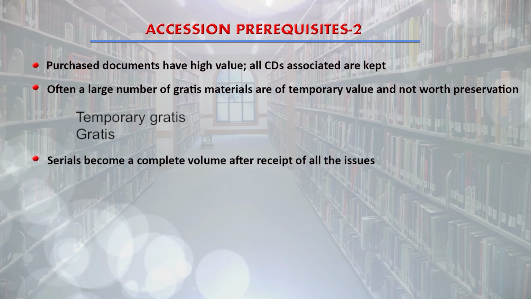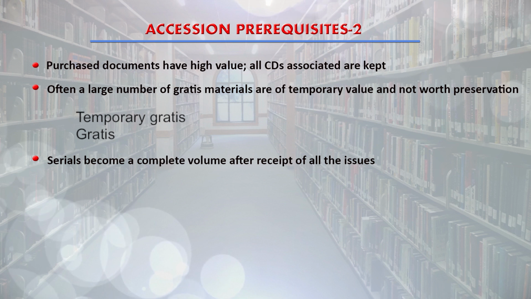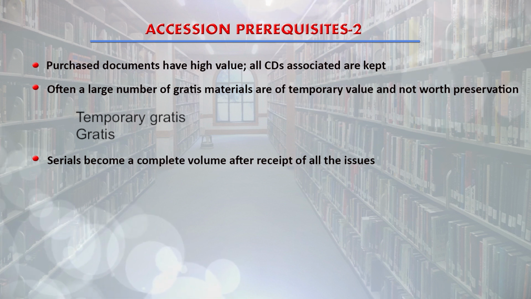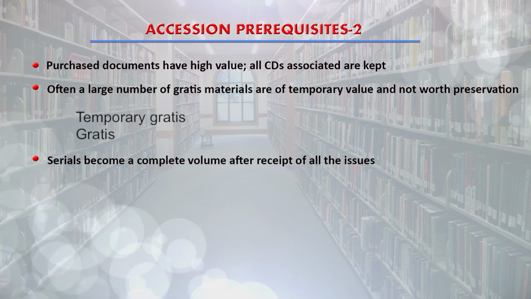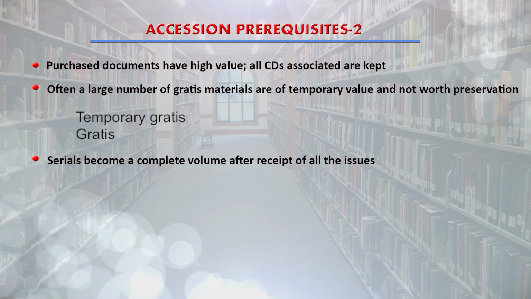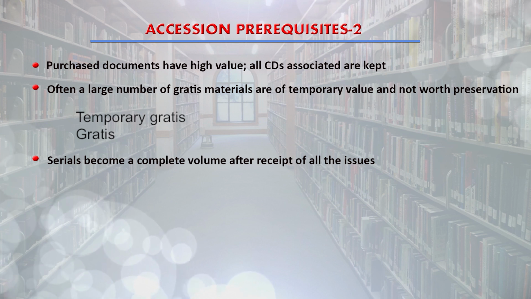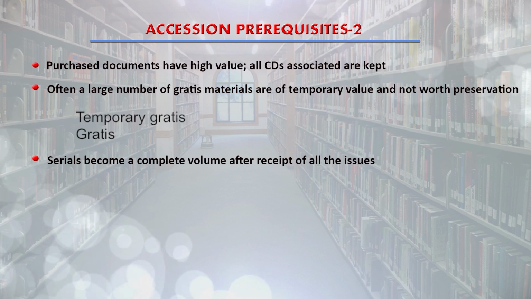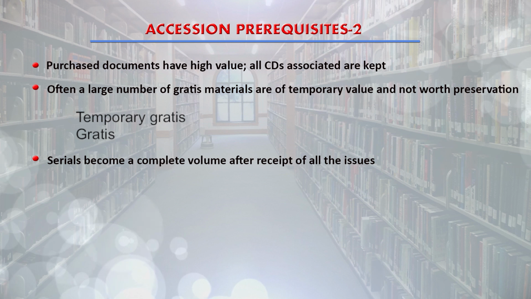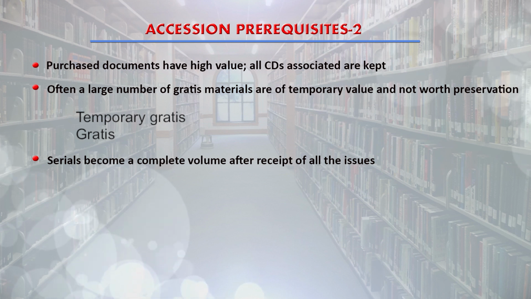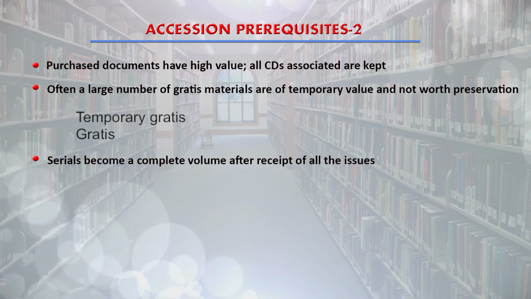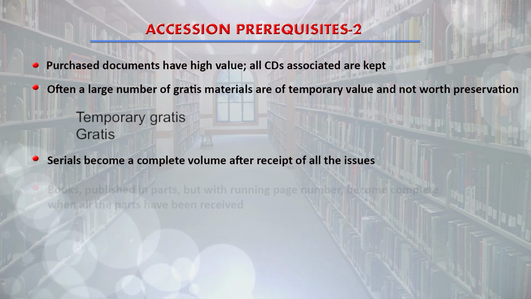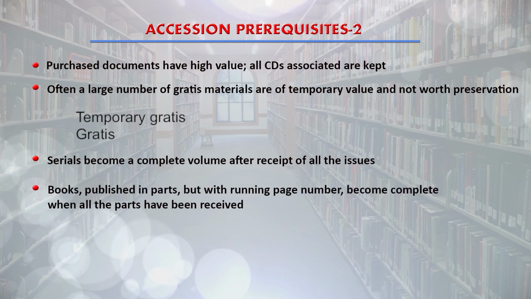Serials, and series of books, come along with volume number, issue number, and a number of documents in the series; there may be 3-4 documents as part of that series. Those books and series are considered complete when all the materials have been published and have come to your library. So a serial becomes a complete volume only after receipt of all issues.